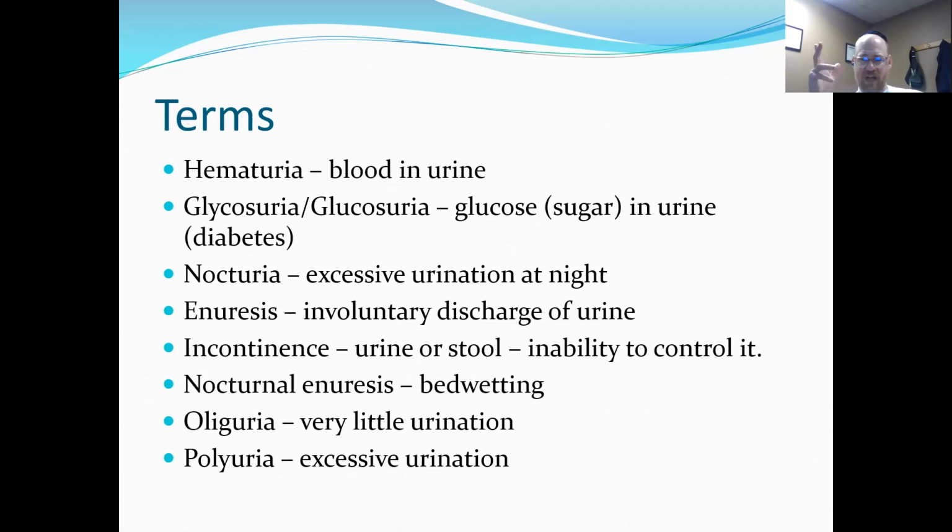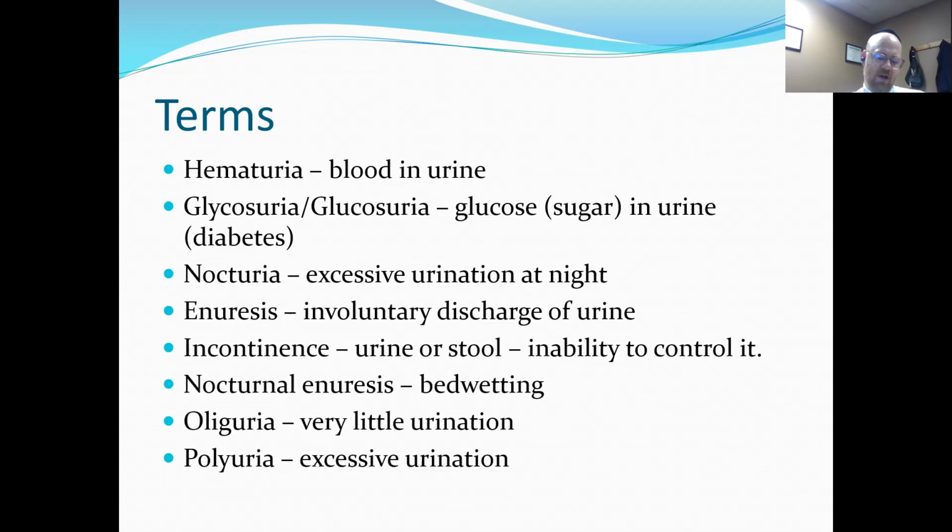There's urge incontinence and other types that are sometimes caused by pelvic floor dysfunction. So nocturnal enuresis, wetting the bed, those types of things. Oliguria, which is a small amount of urine or scant urine, versus polyuria. We often see polyuria a lot of times in people who are diabetic.